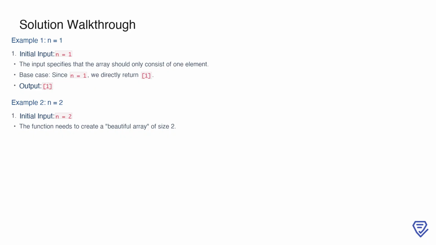Now, for n equals 2, the function has to construct a beautiful array of size 2. This means we need to ensure that no element in the array violates the property where for any three indices i, j, k, the value at index j cannot be the average of the values at indices i and k. Let's explore how the function handles this through recursion.